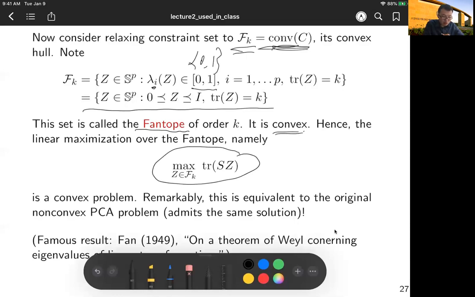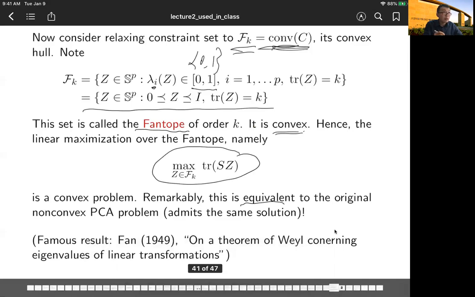You may ask, with this relaxation, are we losing anything? Remarkably, it can be shown that the solution to this optimization problem is equivalent to the original non-convex PCA problem, as they have exactly the same solution. The proof of this involves checking the first order optimality condition, and then certifying that solution, proving that solution also solves the non-convex optimization problem. And this is coming from a result of Ky Fan about more than half a century ago.